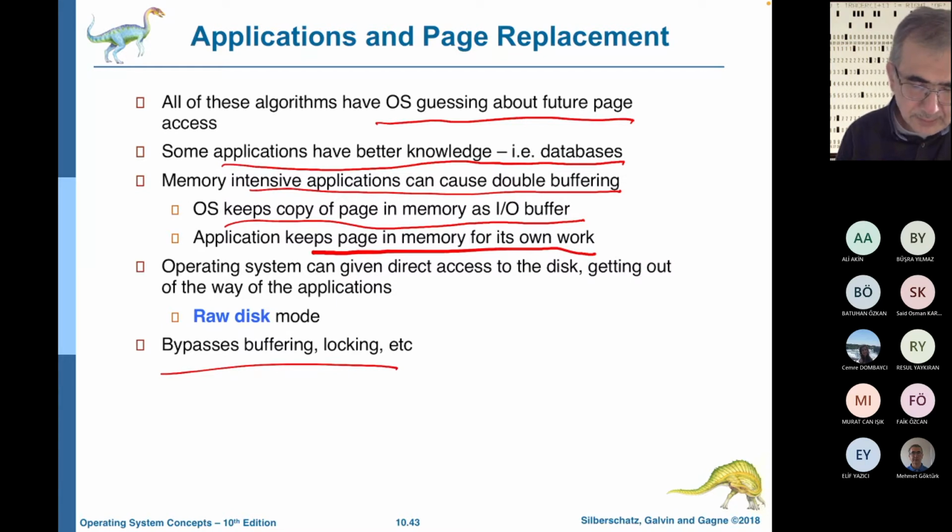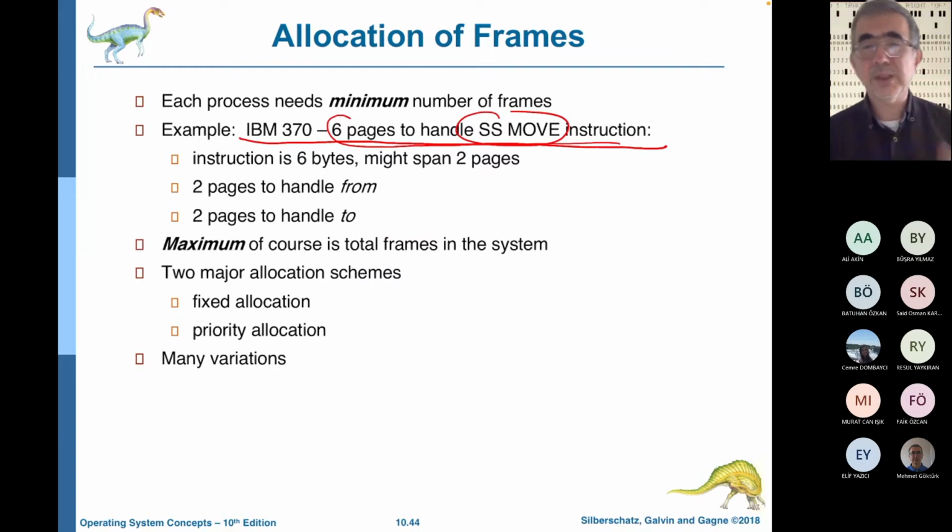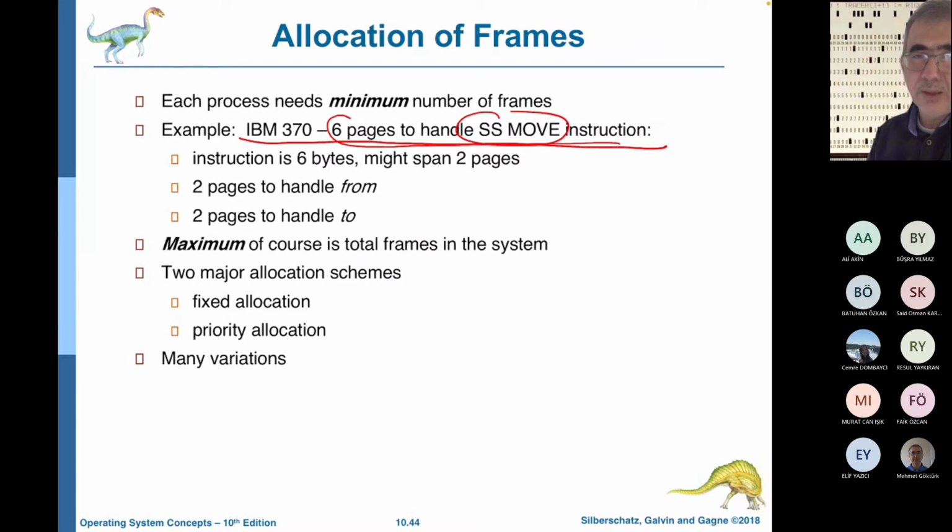I have said this about the IBM machine, for example, the SS MOVE instruction may take 6 pages. So one instruction may have 6 pages. In order to execute that instruction, a minimum of 6 pages is required. So one is not enough. Therefore, there is a minimum working set size, and that is discussed in the working set model.